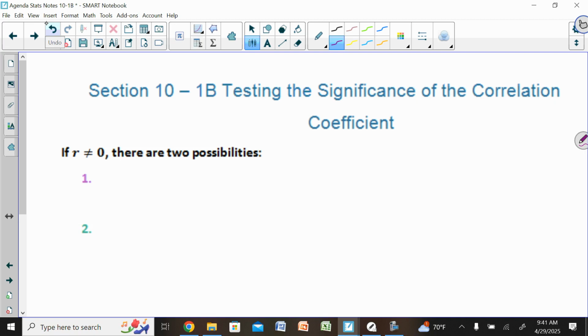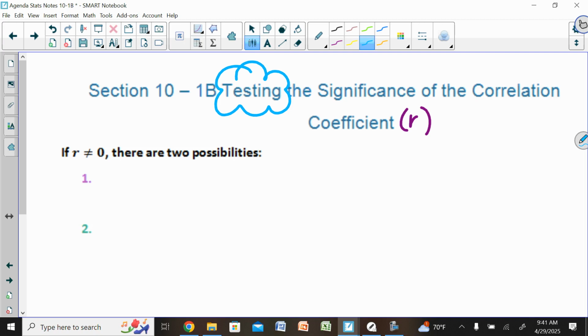So in section 10.1a, we calculated R and we made a scatter plot, right? And R is the correlation coefficient. Now we are going to test to see if there is a significant relationship between our variables. So we have a pretty good idea for R. Closer to -1 or +1 means that we have a higher correlation.